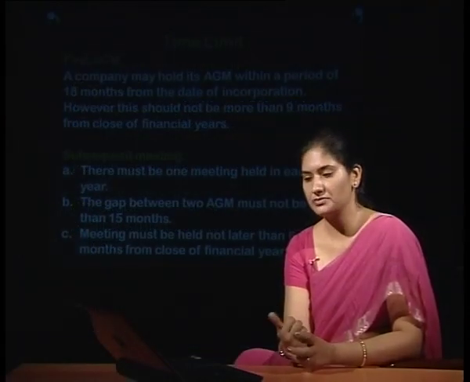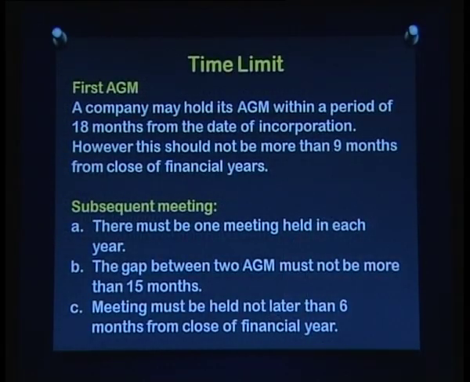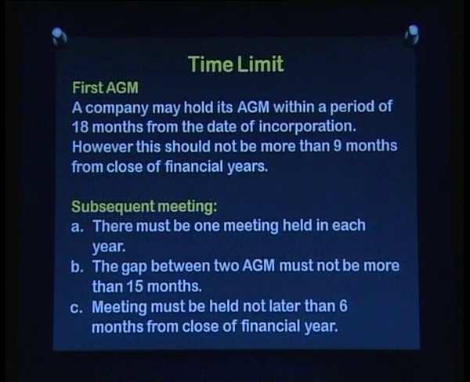Then there is the subsequent meeting. There must be one meeting held in every year. Here year would mean a calendar year. Then the gap between the two AGMs, that is the last AGM and the subsequent AGM, must not be more than 15 months. The third one is that the meeting must be held not later than 6 months from the close of the financial year. Here it is 6 months, that is, in every subsequent AGM accounts not older than 6 months should be placed at the AGM, and in the first AGM accounts 9 months old could be placed.